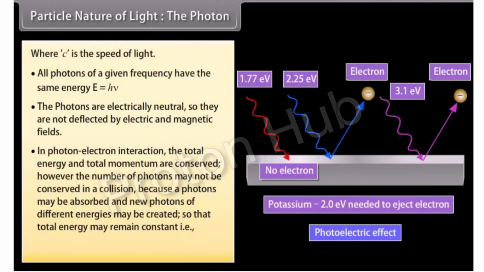However, the number of photons may not be conserved in a collision, because the photons may be absorbed and new photons of different energies may be created, so that total energy may remain constant, that is hν equals hν1 plus hν2.